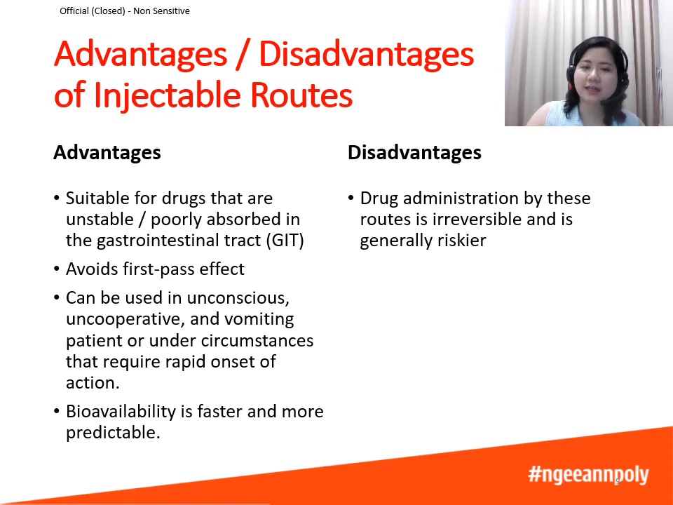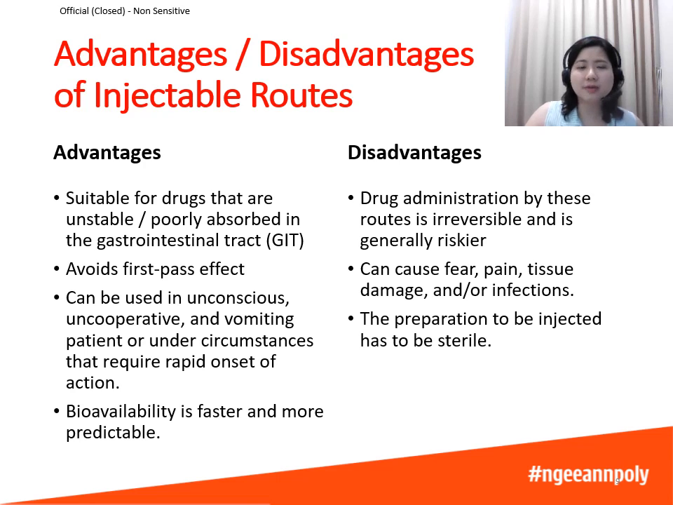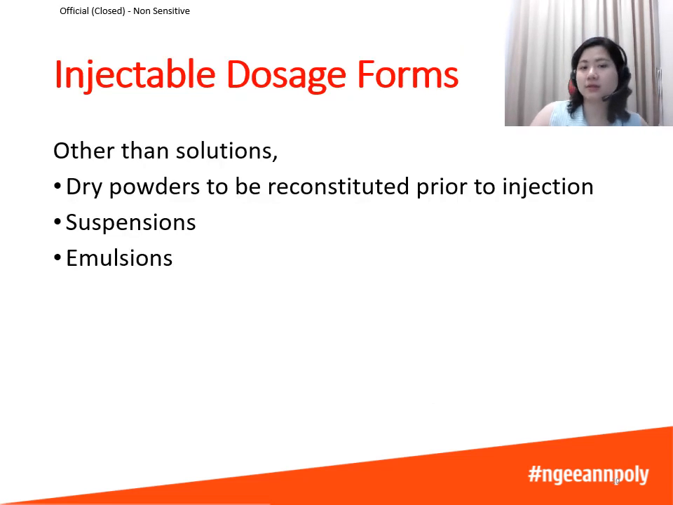However, injections are irreversible and generally riskier. It can also cause fear, pain, tissue damage, and/or infections. The requirements are more stringent. The preparation has to be sterile. And injections often require administration by a trained medical professional. Dosage forms that are suitable for injections include solutions, dry powders that are reconstituted by adding water for injection before use, suspensions, and emulsions. However, for the intravenous route, aqueous solutions would be safer.